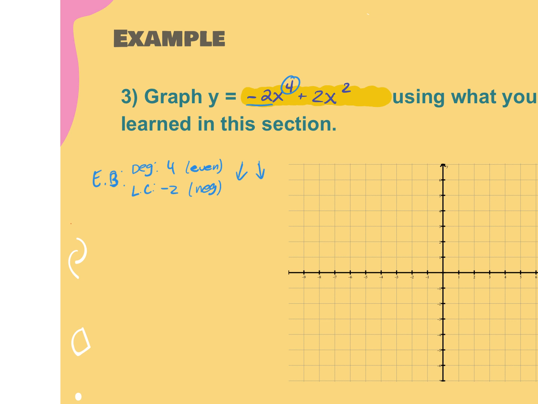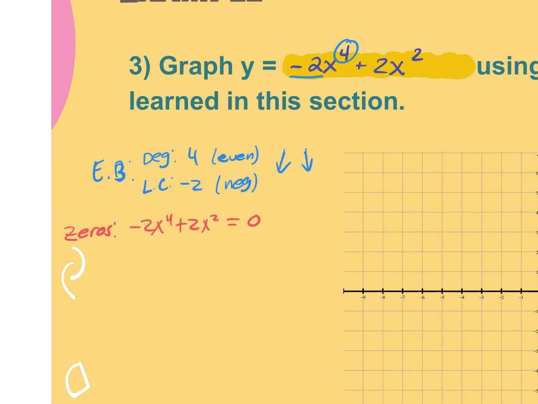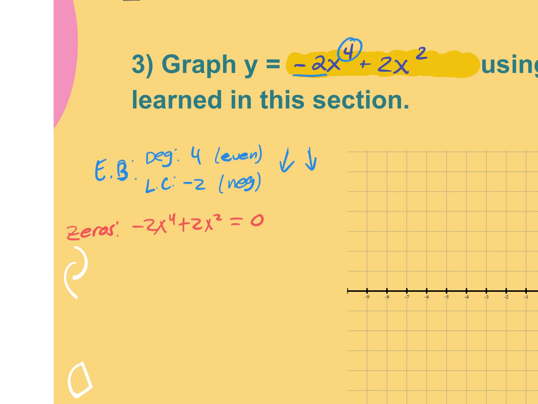And as far as our zeros go, as always, you want to set your entire function equal to 0. So -2x to the 4th plus 2x squared, set equal to 0. And you want to take out a common factor. We only have 2 terms here, so our options are limited, but we can just try taking out a common factor. They do share a factor of -2x squared, the greatest factor that they have in common. This is going to leave us with x squared minus 1, and this equals 0.